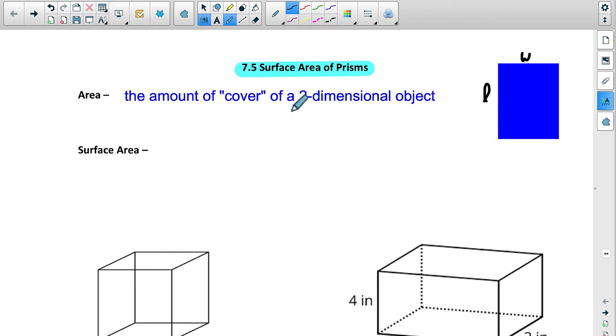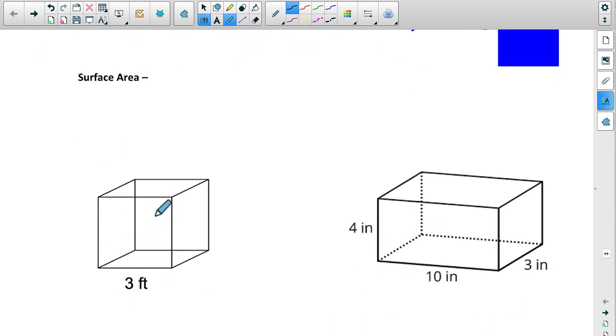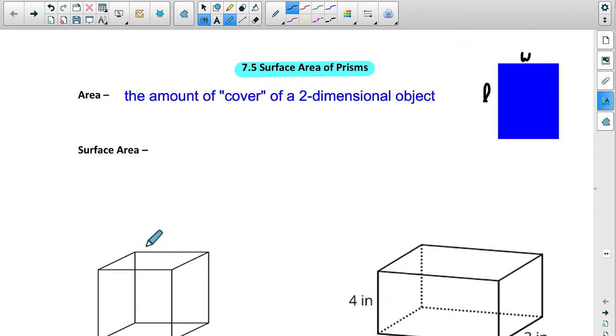Okay, we also talked about volume. Volume was for three-dimensional shapes, right? So let's take a look at this shape down here. If I want to know the volume of this, it's like, how much space does it take up in the world? How much water could you fill it up with? So today what we're going to look at is surface area. This is also for three-dimensional objects. So we are talking about area, but we're talking about three-dimensional objects.